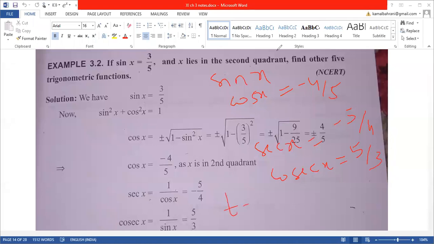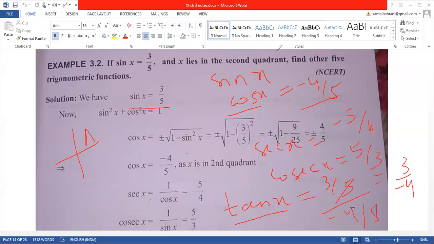Now talk about tan x. What will be tan x? Tan x is equal to sin x by cos x, you know that. Sin x is 3 by 5, so 3 upon 5 upon cos x, which is minus 4 upon 5. Now this 5 will get cancelled with 5. You will get 3 upon minus 4. So this will be your answer for tan x. Tan x again will be negative. Why will it be negative? Because it is lying in the second quadrant, and in the second quadrant only sin and cosec will be positive, rest will be negative.